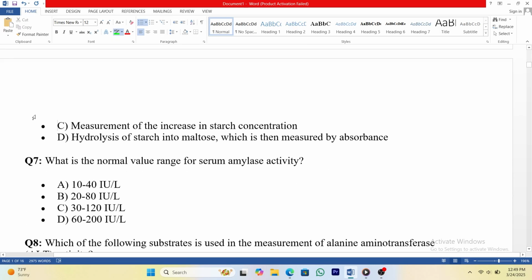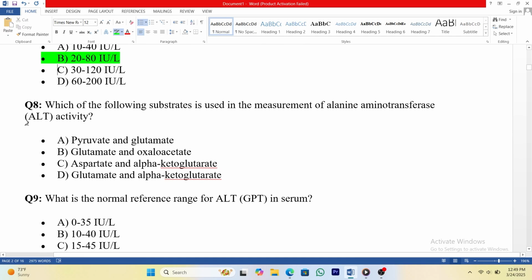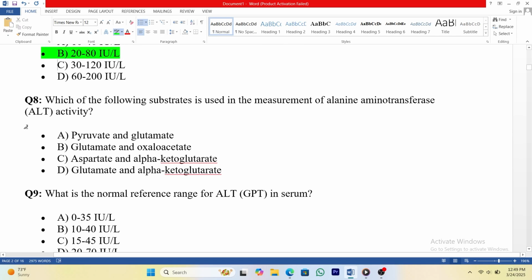A. 10 to 40 IU/L. B. 20 to 80 IU/L. C. 30 to 120 IU/L. D. 60 to 200 IU/L. Answer, B. 8. Which of the following substrates is used in the measurement of alanine aminotransferase, ALT, activity?